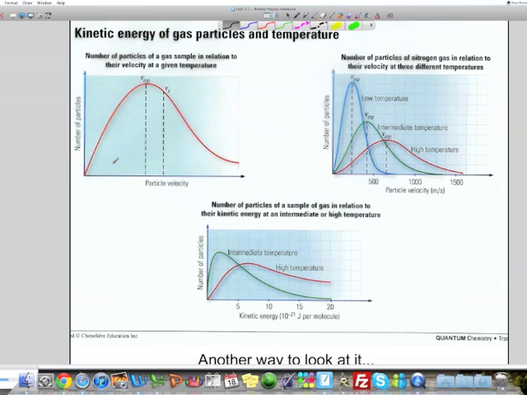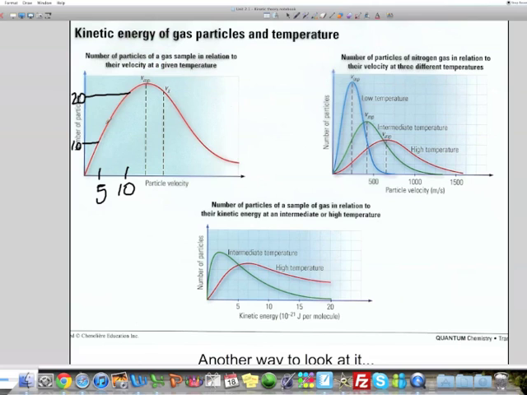Okay, so let's say here I have 5 meters per second. At 5 meters per second, I might have, I don't know, 10 particles going at 5 meters per second. Then at 10 meters per second, so about here, I might have, I don't know, 20 particles that are going at 10 meters per second. So that's the way you read this.